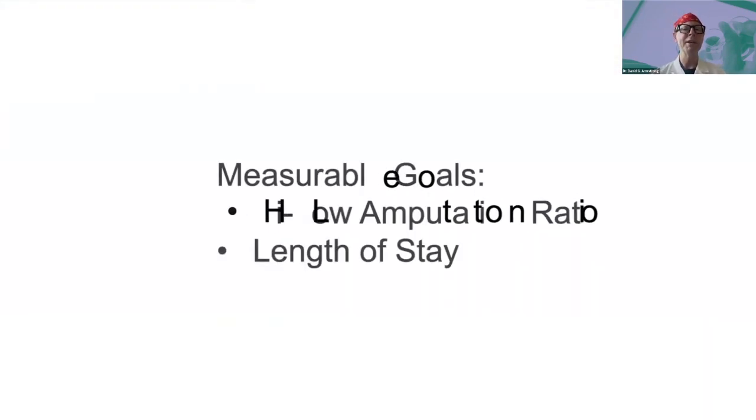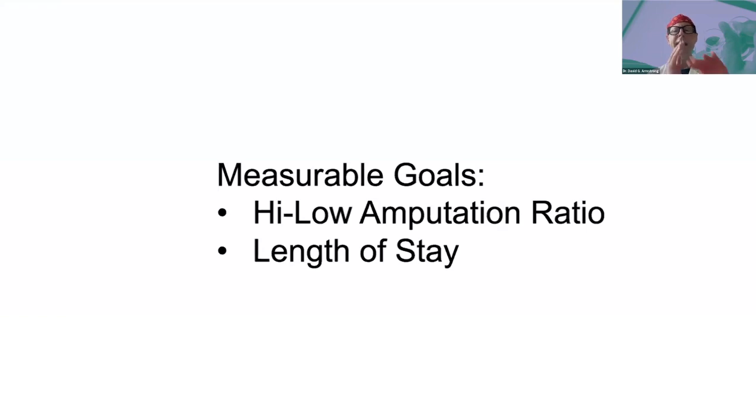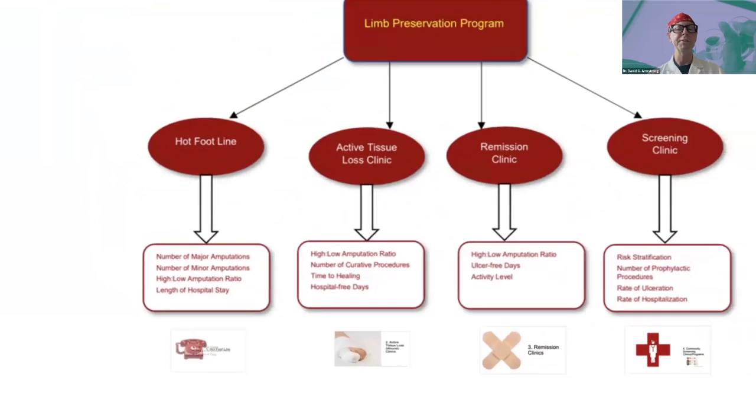We already talked about the hot foot line, didn't we? But the measurable goals are not only length of stay, but also a high amputation ratio to a low amputation ratio. If we believe that most limb-sparing amputations in the foot are better functionally than a high-level amputation, in most cases, not in every case for sure, then that's the beginning of your discussion.